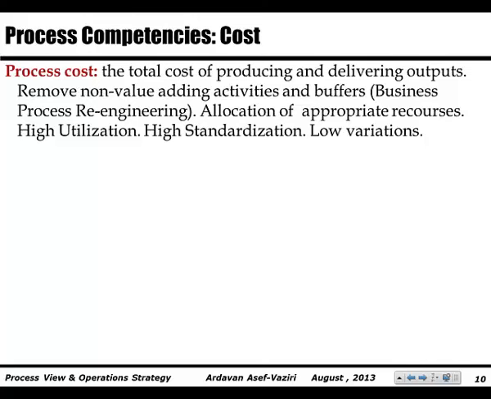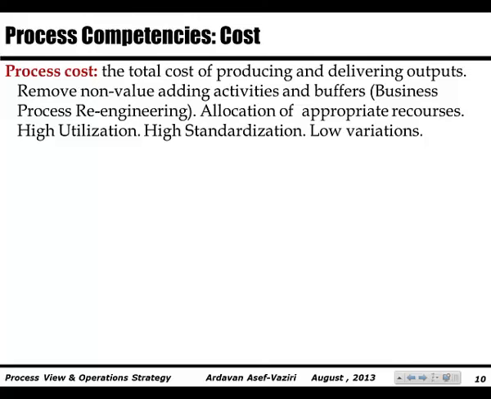The first dimension is the cost dimension. That is the total cost of producing and delivering the products, the outputs. We need to look at the production process and find out what portions of this production process are value-adding, transferring the product from its original form to its final form, and what parts are non-value-adding. They do not play a role in the transformation process of producing a product or delivering a service. We need to remove non-value-added portions of the production process to be able to reduce the production cost.